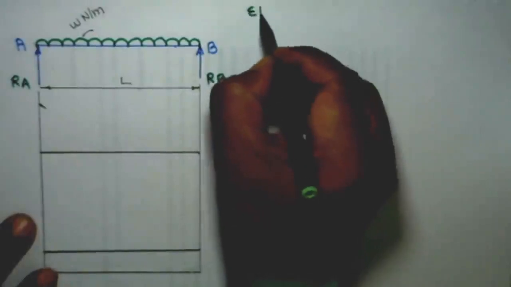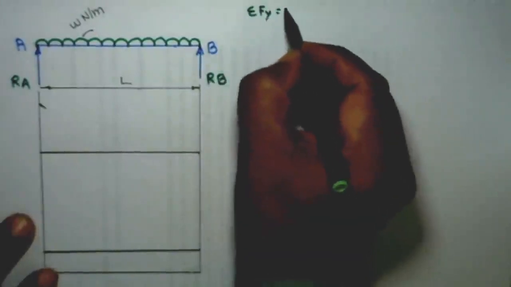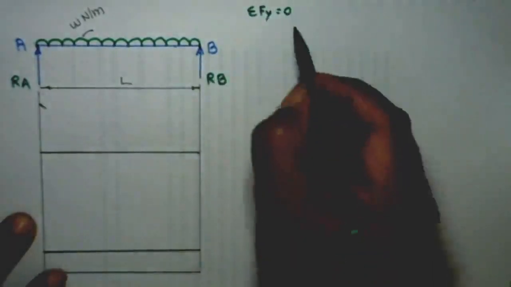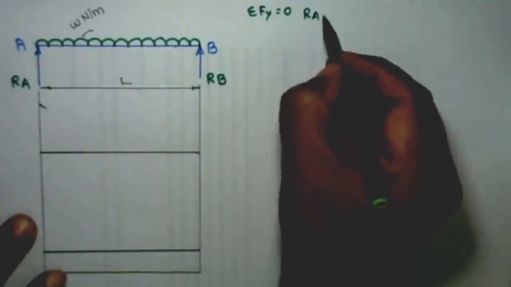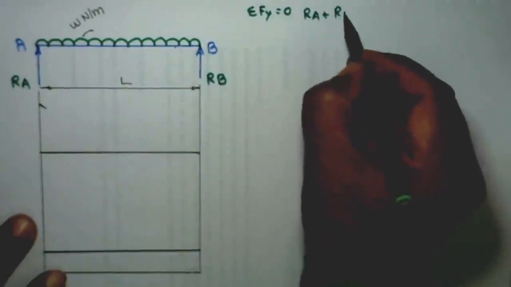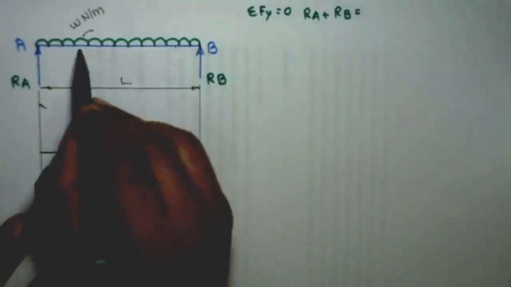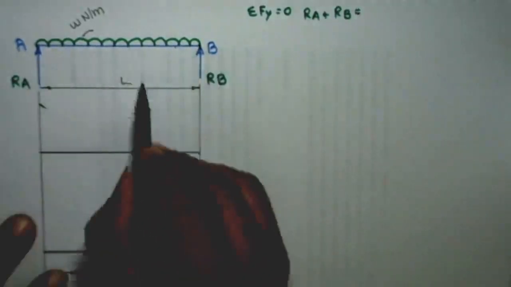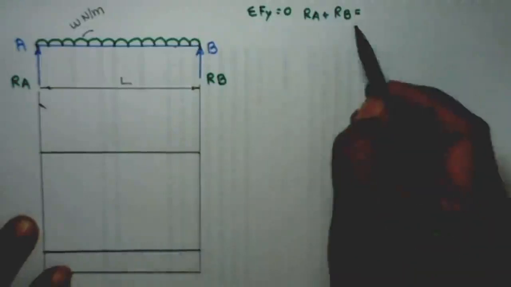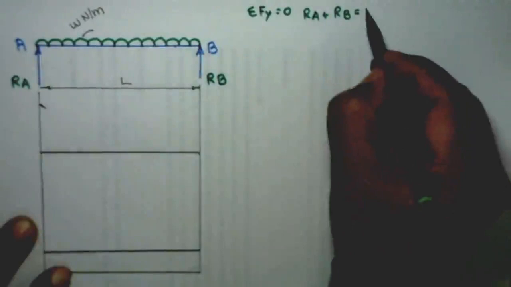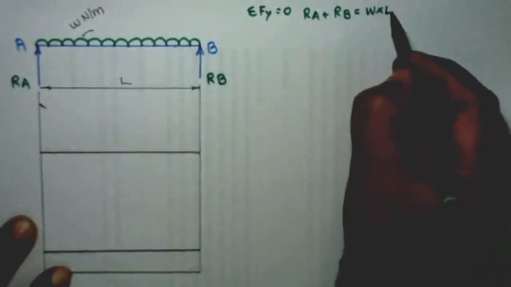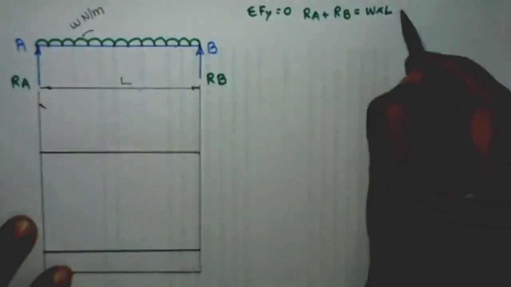Again, to calculate the reactions Ra and Rb, we will use summation Fy is equal to 0. It means upward forces are equal to downward forces. So you have to write Ra plus Rb, and the downward force is the UDL. The whole UDL is acting in the downward side. To calculate that UDL, the rate is w and the length is L, so you may write w into L. Say equation number 1.